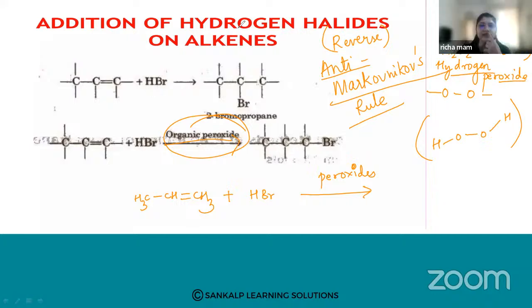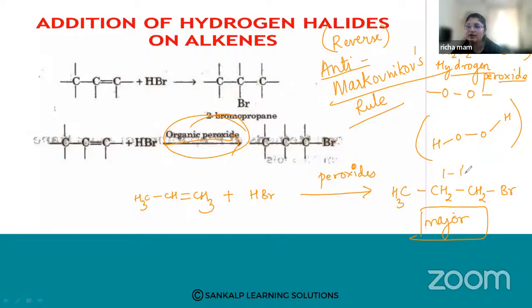So what was the Markovnikov rule? The negative part will be added to the carbon having the least number of hydrogen atoms, and the hydrogen atom will be added to the carbon having more hydrogen atoms. Now it will be reversed. So what will be the answer? Here the negative part will be added to the carbon having more hydrogen atoms, and the hydrogen will be added to the carbon having the least number of hydrogen atoms. So in the anti-Markovnikov rule, the major product will be 1-bromopropane. Is it clear? So this is the Markovnikov rule and the anti-Markovnikov rule.